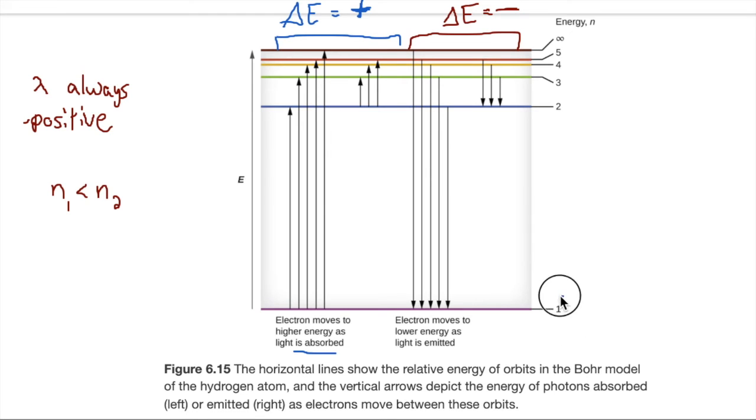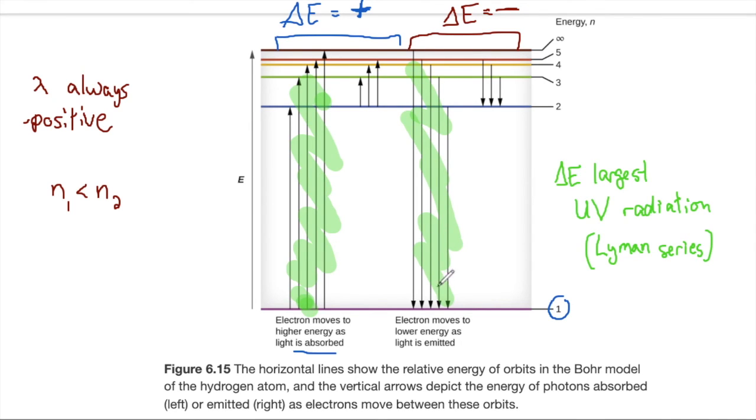One other thing to notice here is that the distance between level 1 and level 2 is quite large. So photons that are going from or to level 1 have a lot of energy. So these long arrows, these larger amounts of energy, are in the UV range because UV radiation has more energy than visible light. So these large changes in energy going down to level 1 or going up from level 1 are in the UV range because that is higher energy than visible light. This was the Lyman series.